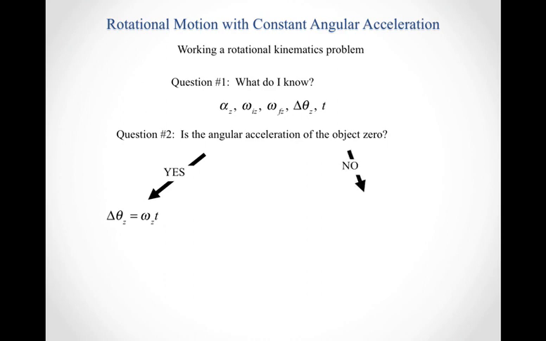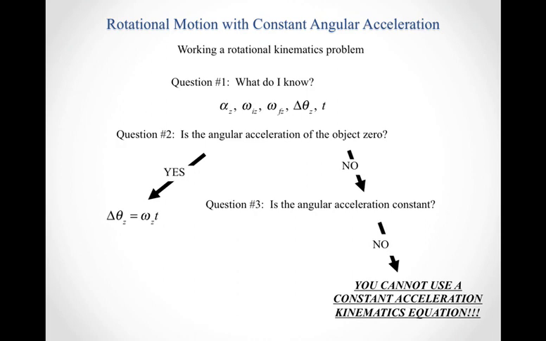On the other hand, if the angular acceleration is not 0, then we've got to follow through and say, well, is it constant? Because of course, if it's not constant, then we can't use those constant acceleration kinematics equations. Instead, we've got to figure out some other way to work the problem. If it is constant, then now we need to think about which of those three equations is likely to be the most useful one to deal with.